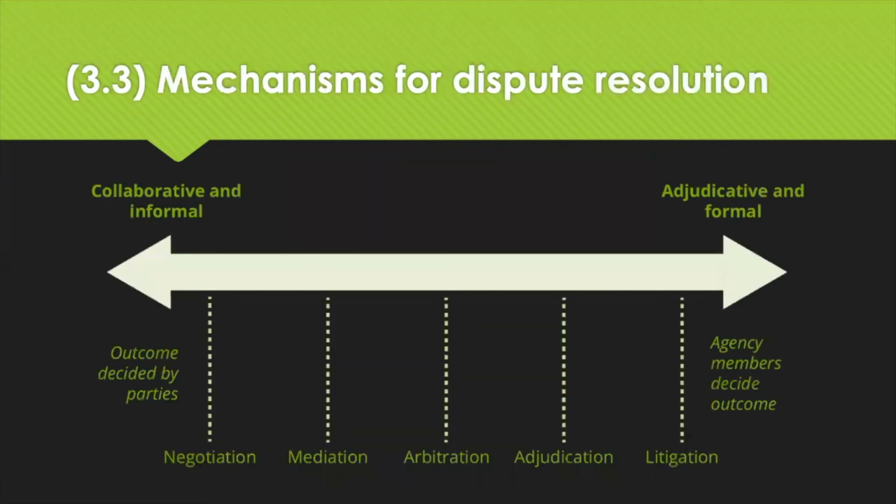And to recap on some of those mechanisms for dispute resolution we looked at in Chapter 2, these are methods of resolution that range from informal on the left-hand side to more formal on the right-hand side. So the level of formality and collaboration involved in each increases when you move from left to right. In negotiation, the outcome is decided by the parties, whereas in litigation, somebody else decides the outcome for you.